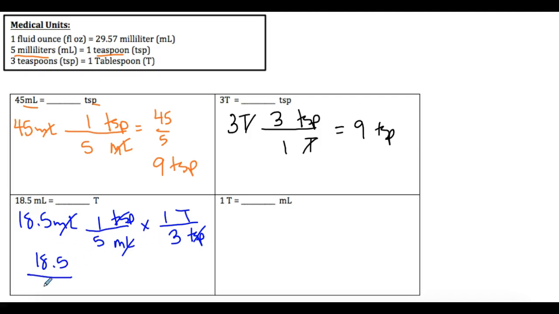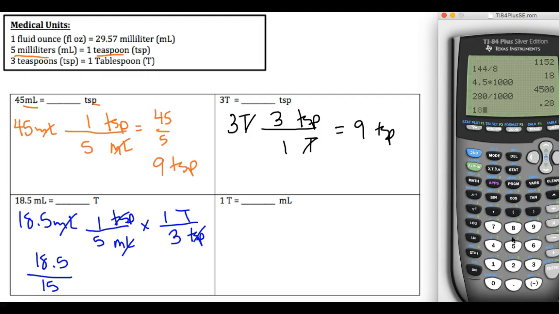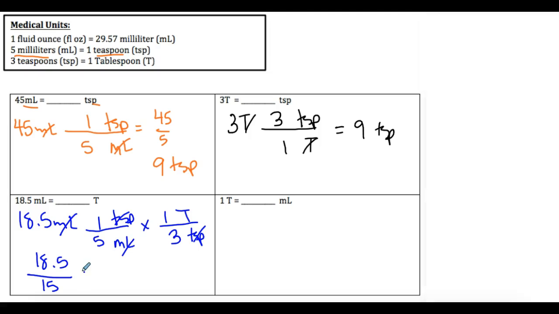And then 5 times 3 is 15. So I'm going to use my calculator to do 18.5 divided by 15. And it gives me 1.23 repeating. And so this would be 1.23 repeating tablespoons. Or approximately 1 1/4. Remember, 1/4 is 0.25.